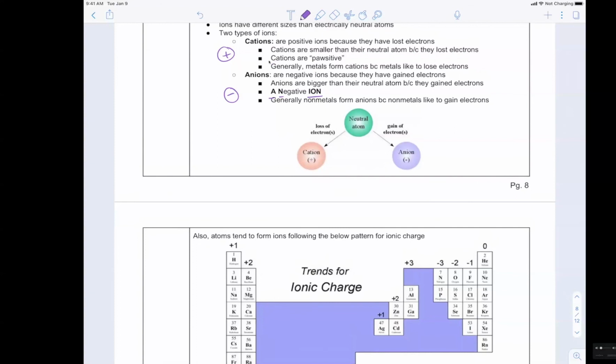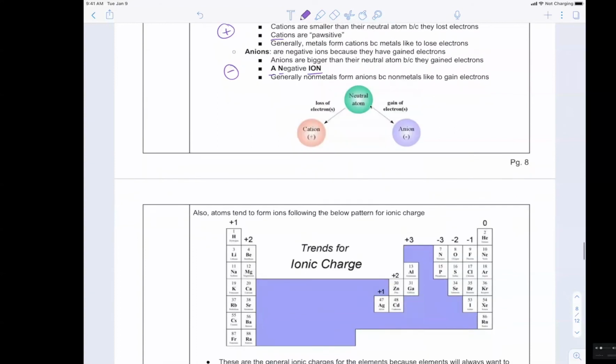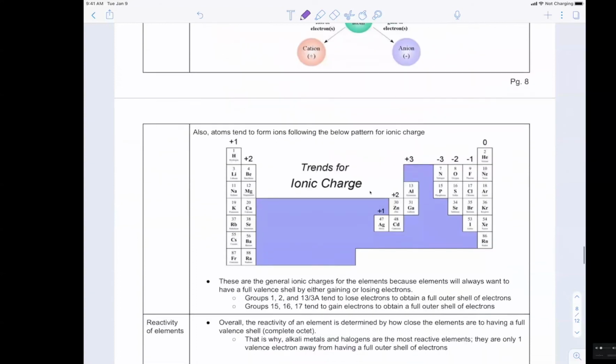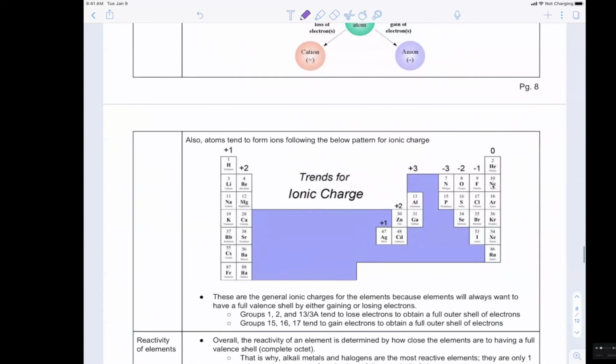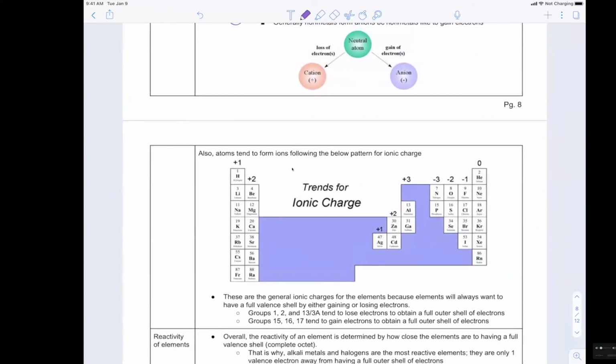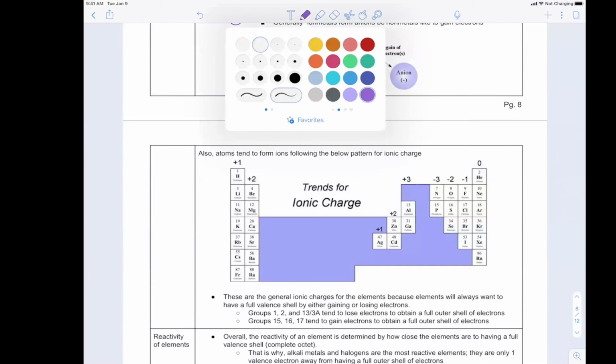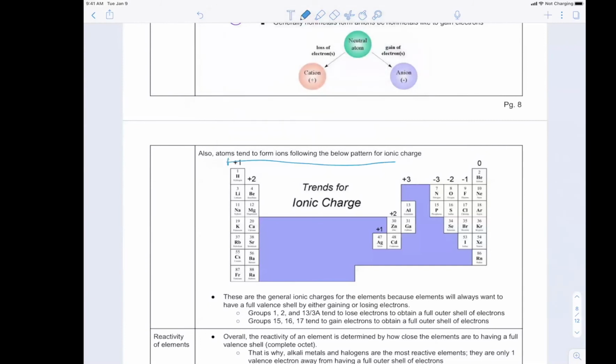So you have your anions and your cations, and basically all of your elements on the periodic table are going to tend to either form anions or cations. Obviously, there are some exceptions, but most of the time, it's either just going to form a cation or it's going to form an anion. So generally speaking, your metals, so everything to the left of the periodic table plus hydrogen, are going to form cations.